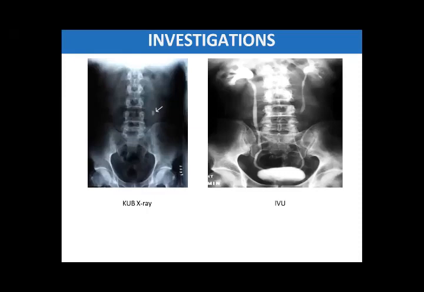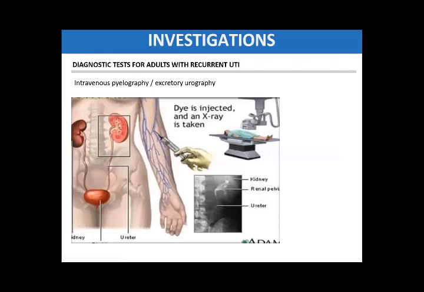This is a simple KUB to see a renal calculus in the ureter, and you can have an IVP showing hydronephrosis, a dilated kidney, and ureteric dilatation. This is the IVP. You can see the anatomical structure of the urinary tract.